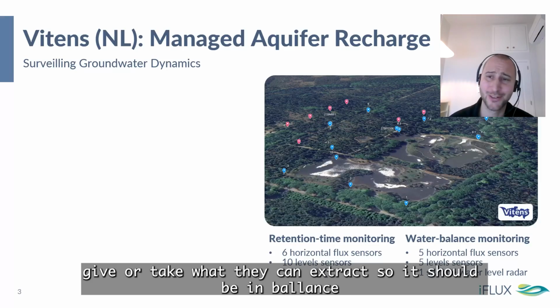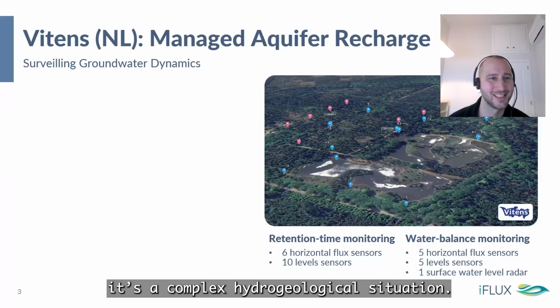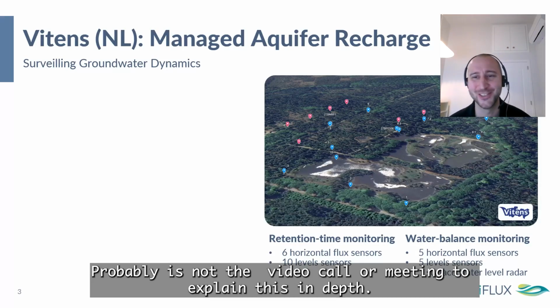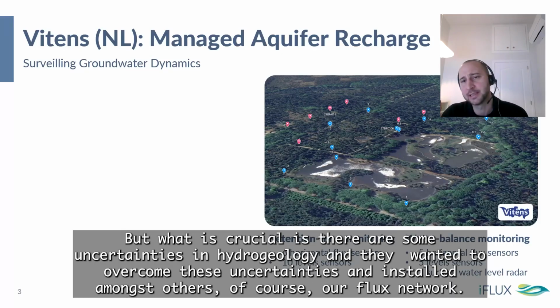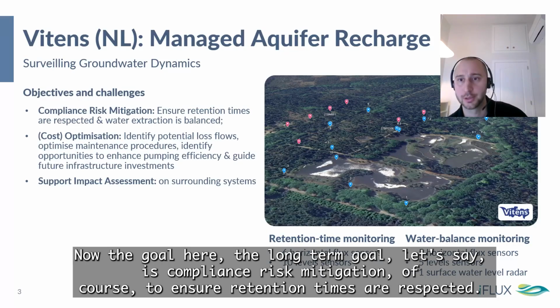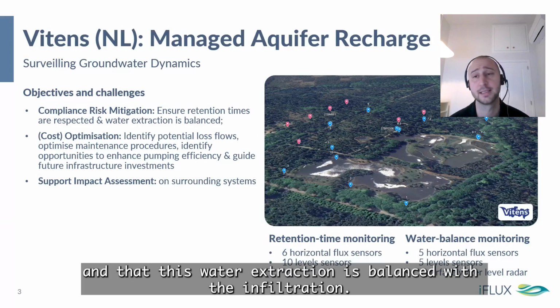Now, it's a very complex hydrogeological situation. Probably this is not the video call or meeting to explain this in depth, but what is crucial is there are some uncertainties in hydrogeology, and they wanted to overcome these uncertainties and installed, amongst others, of course, our iFlux network. Now, the goal here, the long-term goal, let's say, is compliance risk mitigation, of course, to ensure retention times are respected and that this water extraction is balanced with the infiltration.